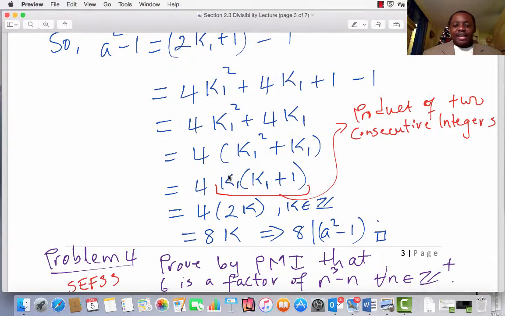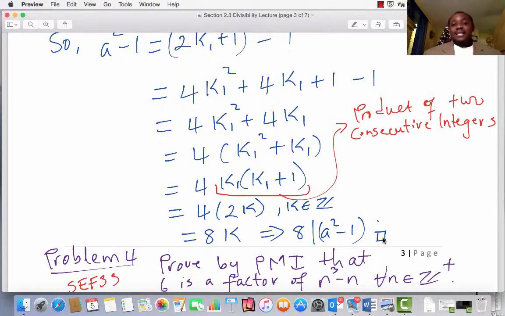Whenever you have an integer times the integer plus 1, we have consecutive integers. And by problem number 2, the product of two consecutive integers is, you got it right, even. So k1 times k1 plus 1 equals some 2k by problem number 2. You can see the 8 coming out. 4 times 2k is 8k. What does that mean? It means 8 divides A squared minus 1 and we're done.